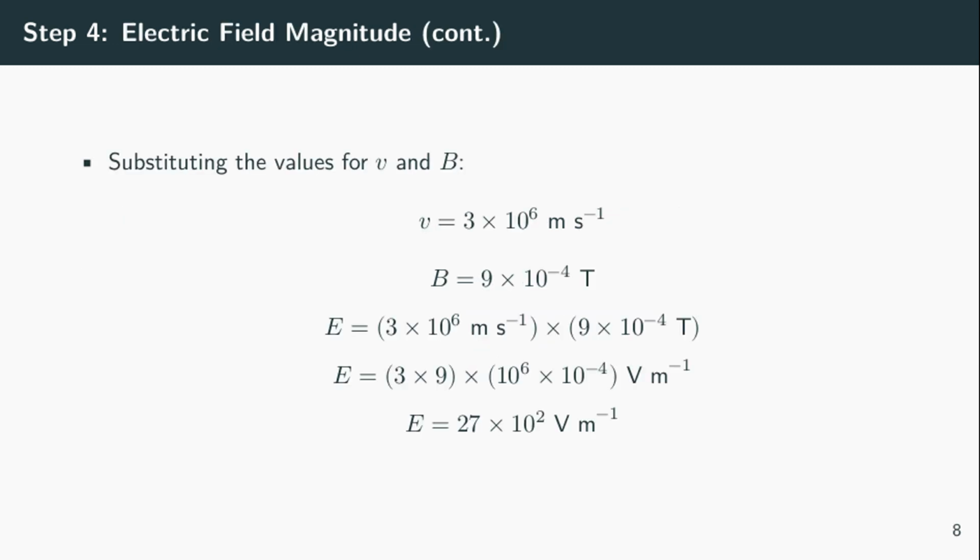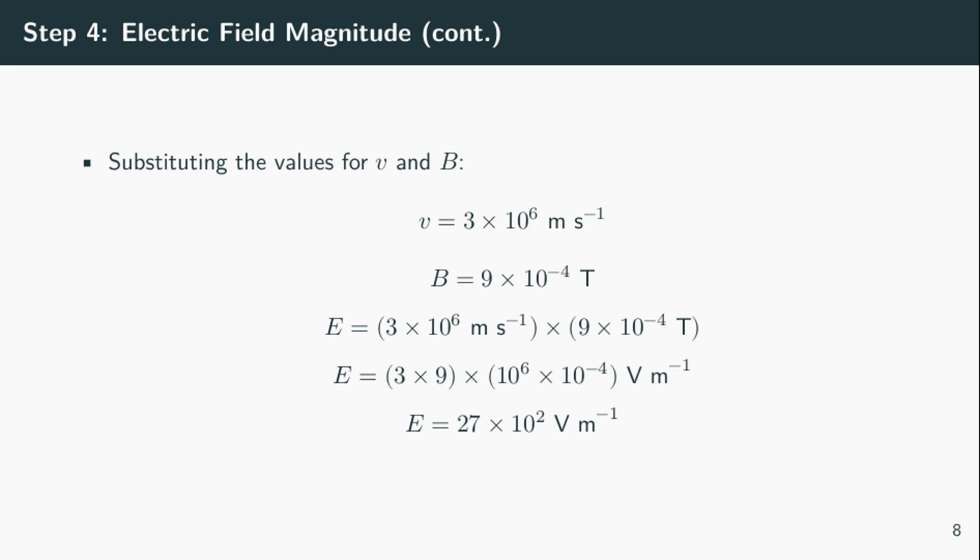Let's continue with step 4 to find the electric field magnitude. We substitute the values we already know. For V and B, V is 3 times 10 to the power of 6 meters per second. B is 9 times 10 to the power of minus 4 Tesla. So E equals 3 times 10 to the power of 6 meters per second multiplied by 9 times 10 to the power of minus 4 Tesla.